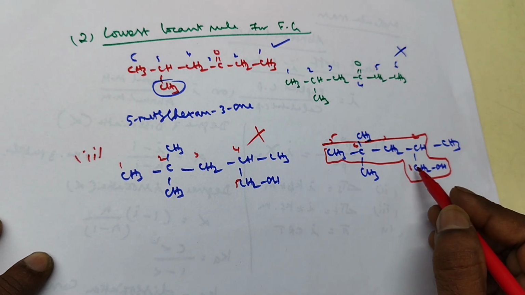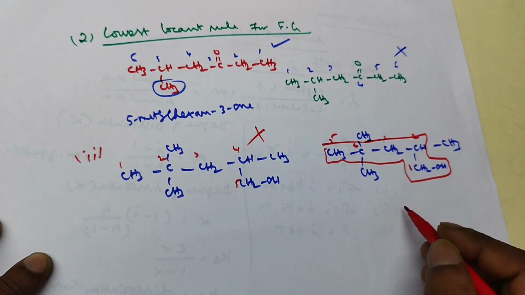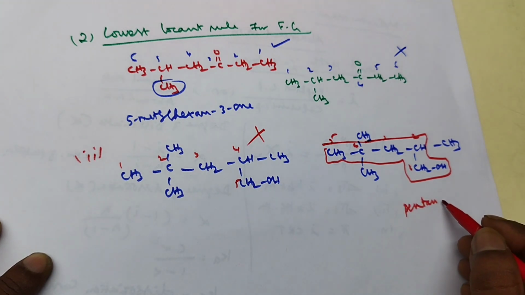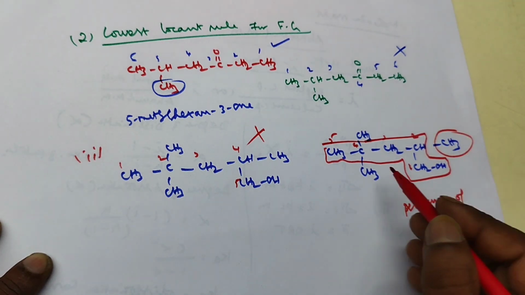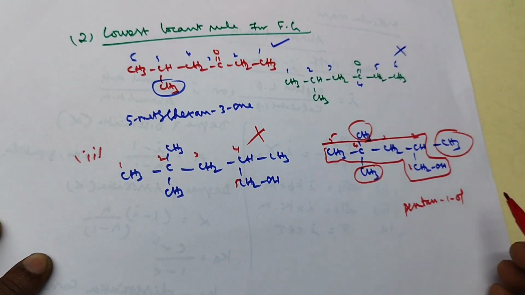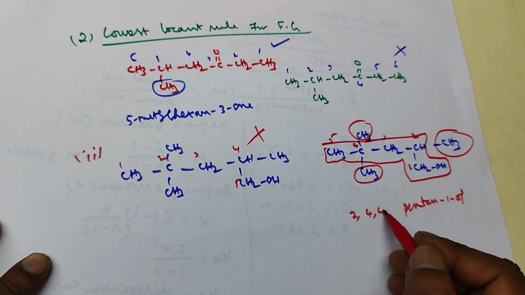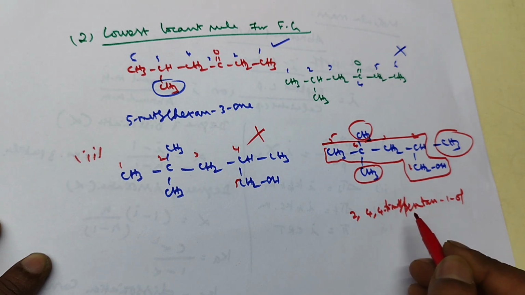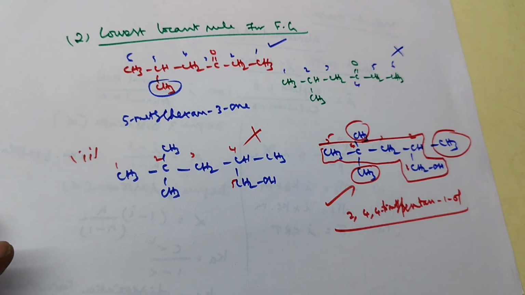So you start numbering from here, 1, 2, 3, 4, 5. 5 is the parent chain, so you have to write pentan. Only we have an -ol, and these others we can call substituents, and we say where they are attached. So 2,4,4-trimethylpentan-1-ol. This is the correct way of giving the IUPAC name for this compound.